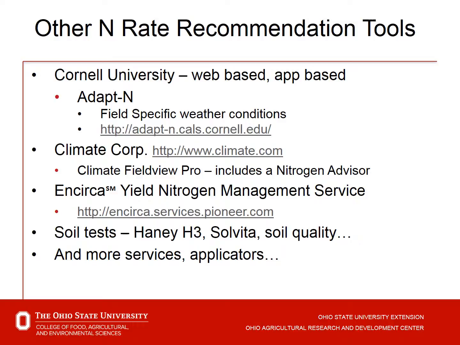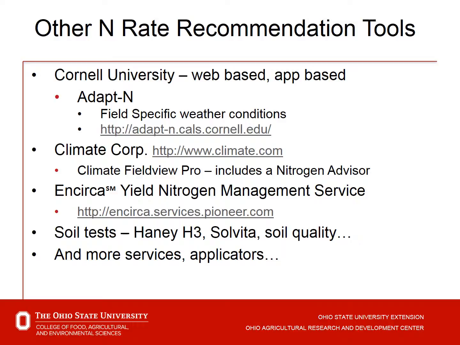Climate Corporation, now owned by Monsanto, also has a nitrogen advisor. Again, they use information from remote sources, satellite, rainfall records, things like that. Pioneer has a tool they call Encirca, which has a nitrogen management service. As part of that, you pay a fee to a local advisor, and then they use, again, some web-based and satellite-based information, rainfall records, things like that, as well as soil information to put together a recommendation for you.